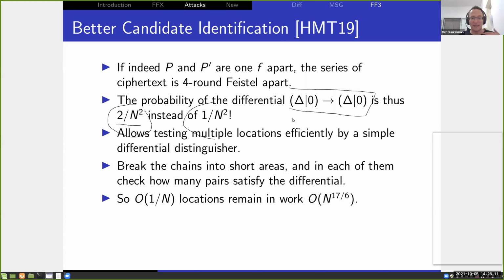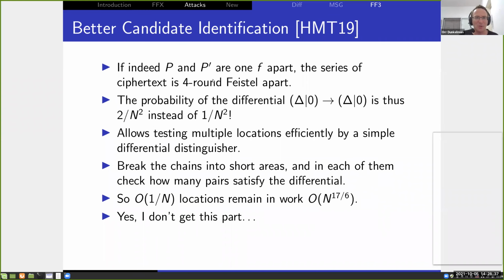And as a result, they're able to reduce the number of locations. Instead of n squared locations, they have only order of n locations to test. So, and they can do it in this is 2 5 over 6, sorry. So this is n to the power of 2.8 or something like that. Yeah, and there is, as I said, this is a kind of weird.